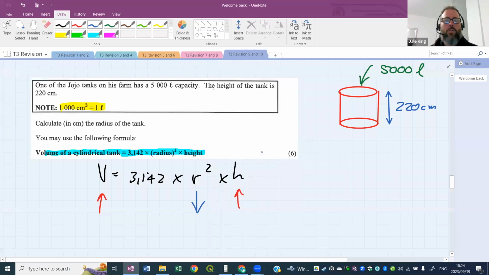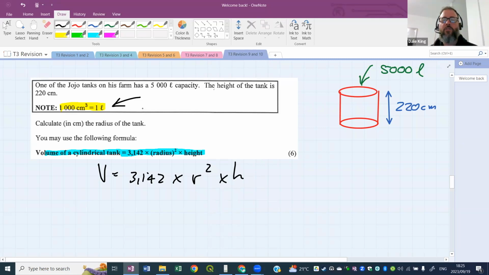Okay. Ben, you still there? Yes. Okay. So which one do we start with first, the volume or the height? The volume. Okay. So what is the volume of this tank? It says that it's 5,000 liters, but if you convert it, it would still be 5,000 centimeters cubed. So they say in the conversion, yeah, they say 1 liter is 1,000 centimeters cubed.